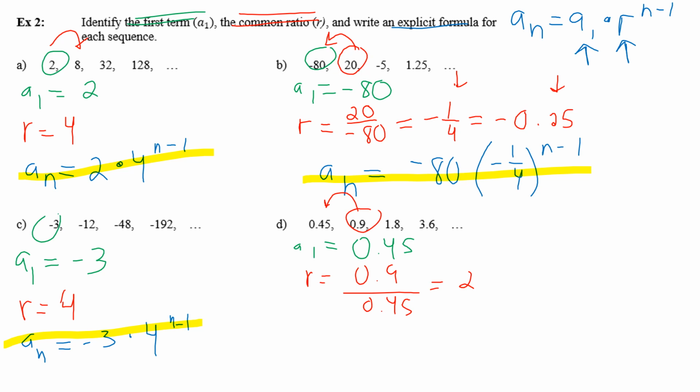And then plug it into the explicit formula. a_n equals a_1, which was 0.45. Again, because I'm dealing with decimals here, rather than use the dot for multiplication, I'm going to use parentheses just so as not to make a mistake. Times 2 raised to n minus 1. Final answer.